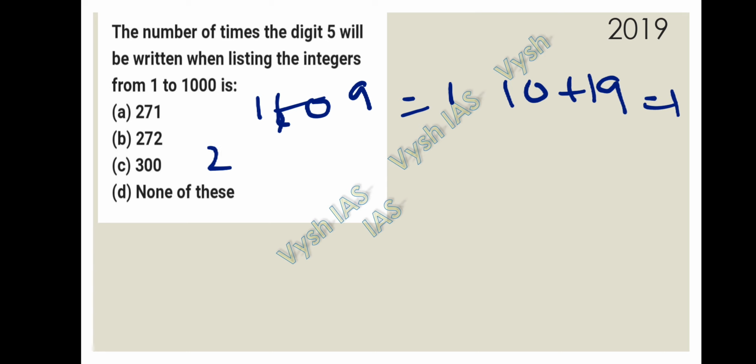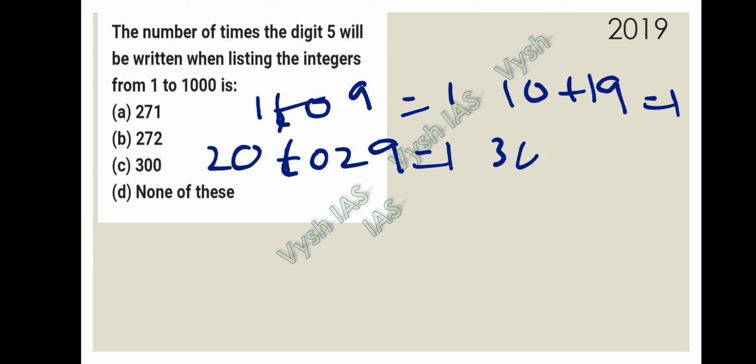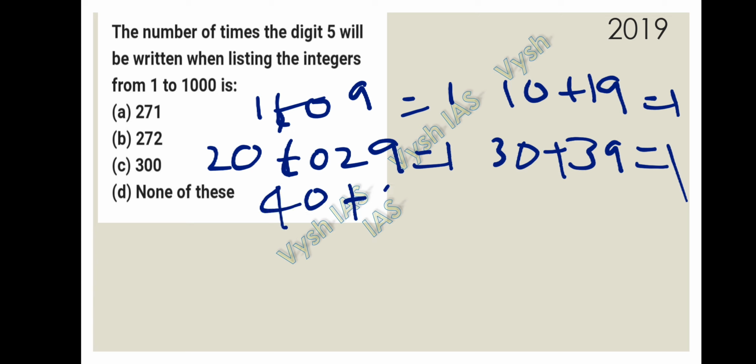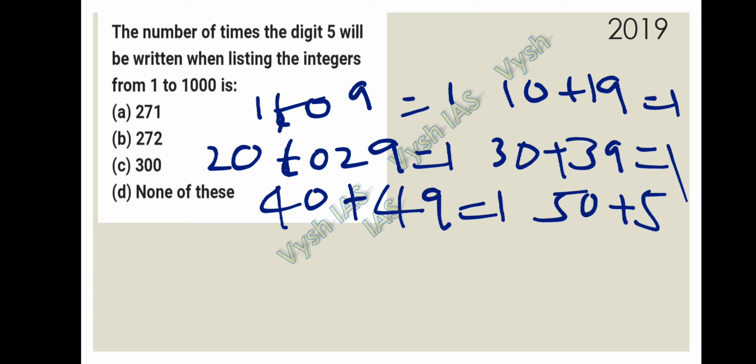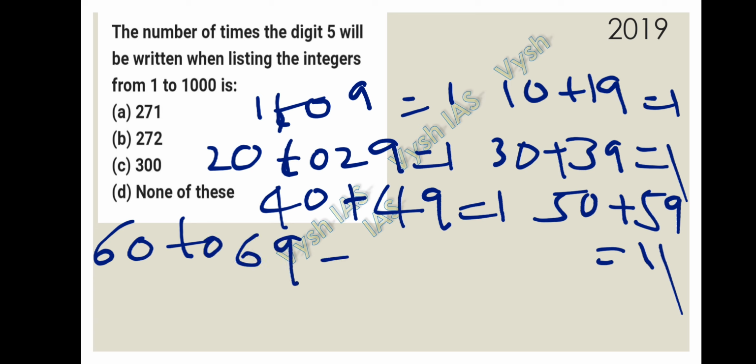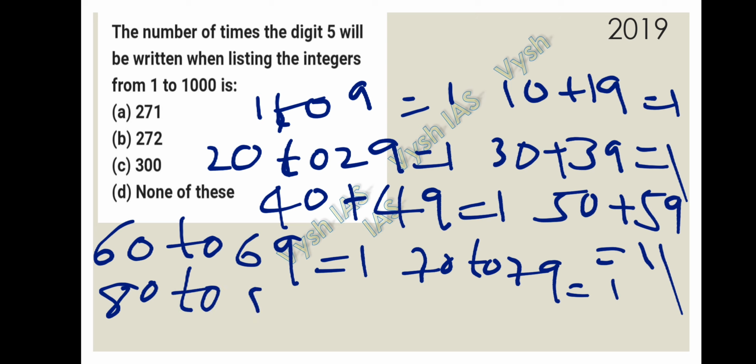If we take 10 to 19, it will appear once. 20 to 29, once. 30 to 39, once. 40 to 49, it will appear once, in 45. But 50 to 59, it will appear 10 times plus 1, 11 times, since in 55 it is twice. So 60 to 69, it appears once. 70 to 79, once. 80 to 89, once. 90 to 99, once.